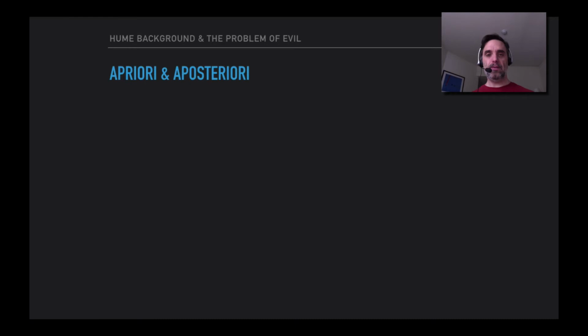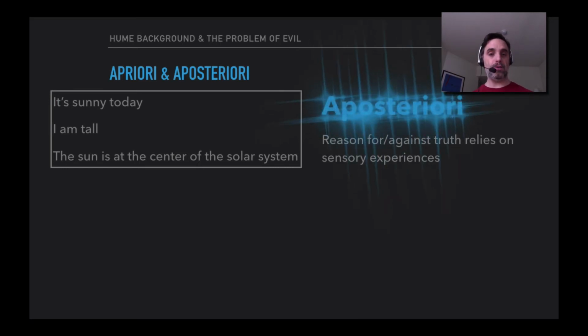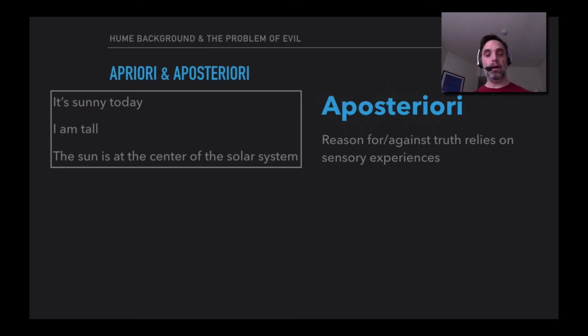So we need to understand the distinction between a priori and a posteriori. What is that? What are these funny words? Well, so here are a couple of claims. It's sunny today, I am tall, the sun is at the center of the solar system. So we can know all of these when they're true. They may not be true, but we can discover whether or not they're true, and when they are true, we can know that they're true. Well, but in discovering them, what do we do? Well, among other things, we're going to rely on sensory experiences, vision, hearing, touch, and so on. And that reliance makes these what we call a posteriori. To know that they're true, we rely on sensory experience.